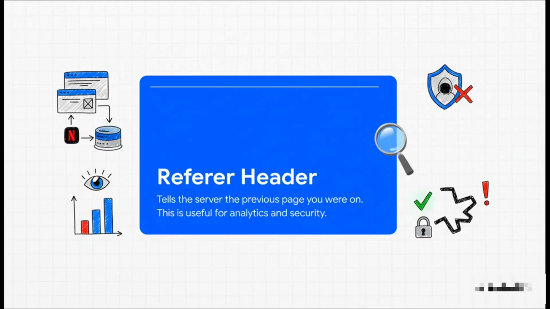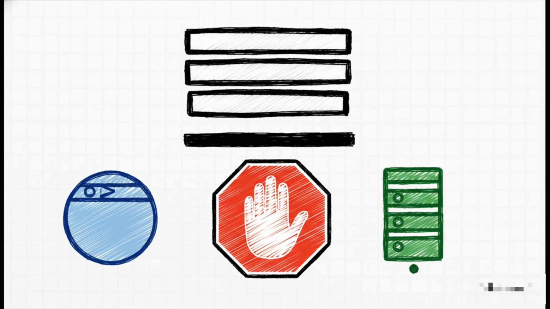The Referer header, this is the origin story. It tells the server where you were right before you made this request. This is the digital breadcrumb trail that lets websites analyze how people are finding them. But it's also a simple security check. If a request for a sensitive banking page comes from some random sketchy website, the server might get suspicious and just block it.